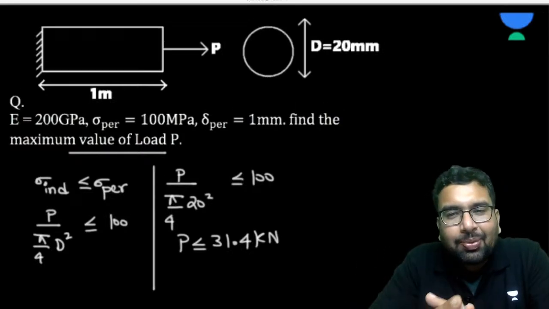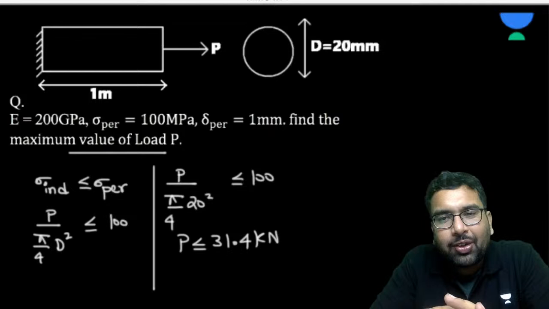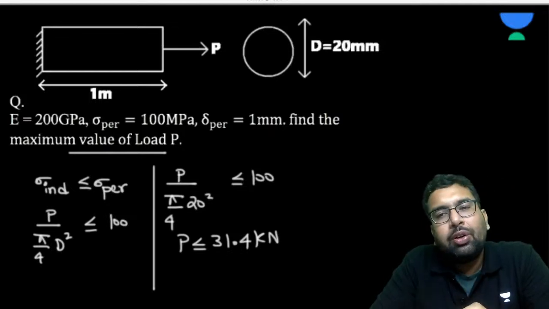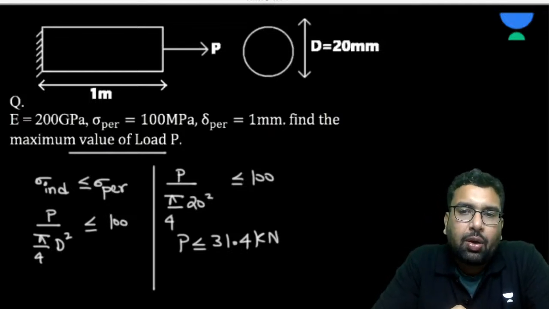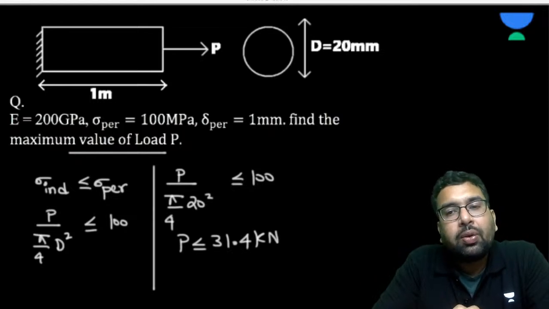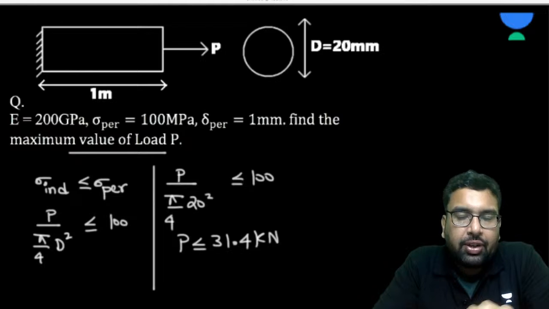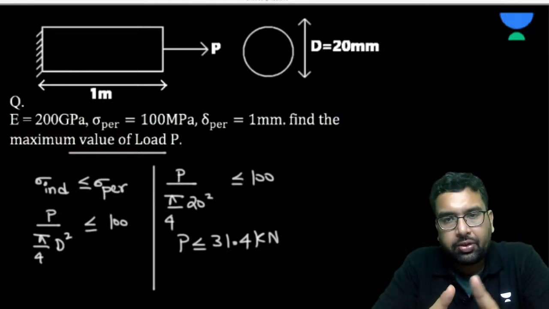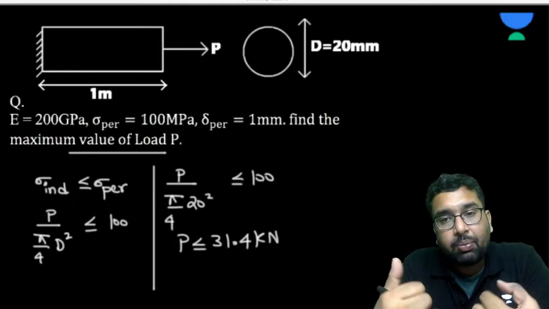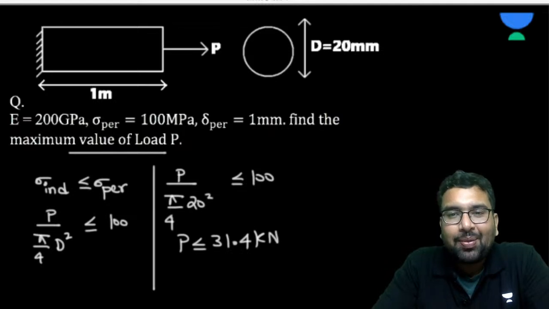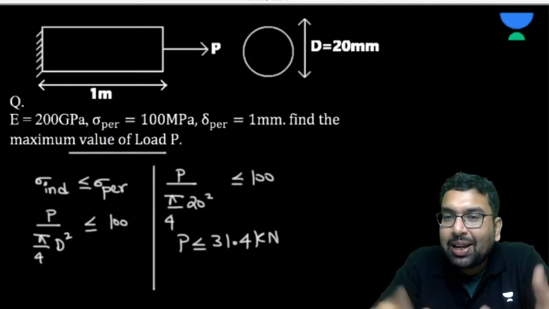But can we answer the question with this much information? No, sir, we cannot answer the question right now. Why? Because we have satisfied just one condition. We have one more condition to satisfy, one more condition to take care of. Now let's come to the other condition.